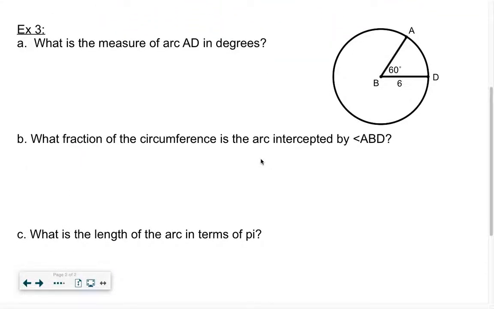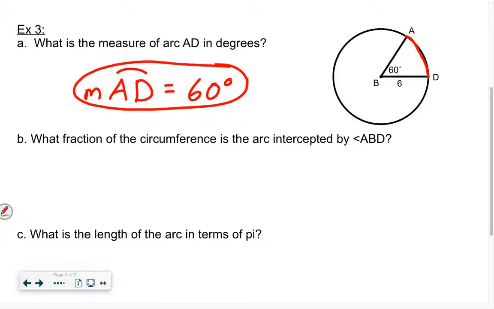So lastly, for example number 3, tying a couple of different ideas together. For part A, we want to know what is the measure of arc AD in degrees. If we identify AD, here it is on the outskirts of the circle. Arcs actually have a measure, and the measure of that arc is simply the measure of the central angle. It's given that the central angle ABD is 60 degrees, therefore the measure of AD is also going to be 60 degrees. So they keep that the same for us.